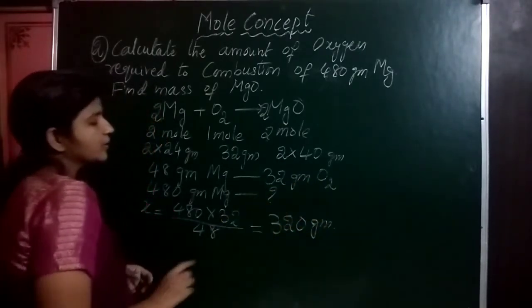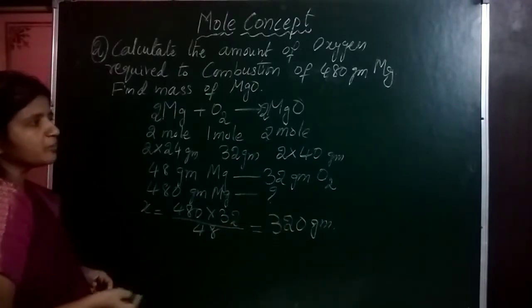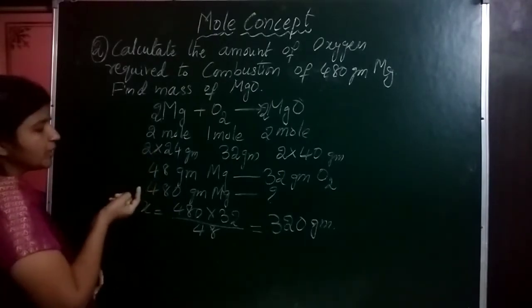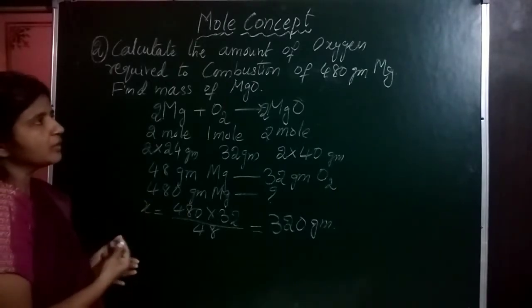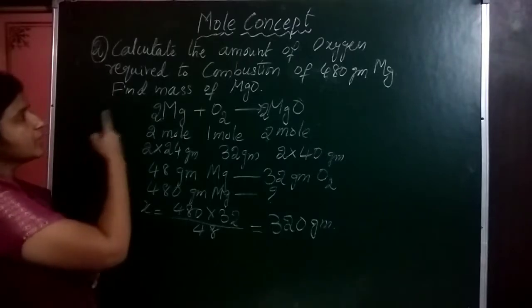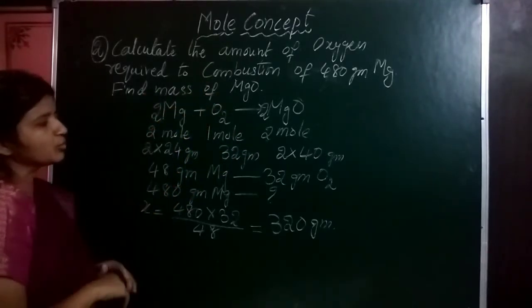How much is it? 320. 320 grams of oxygen is required to consume 480 grams of magnesium. That is your answer. But here only half of the sum is completed. They continue the sum: find the mass of magnesium oxide also.